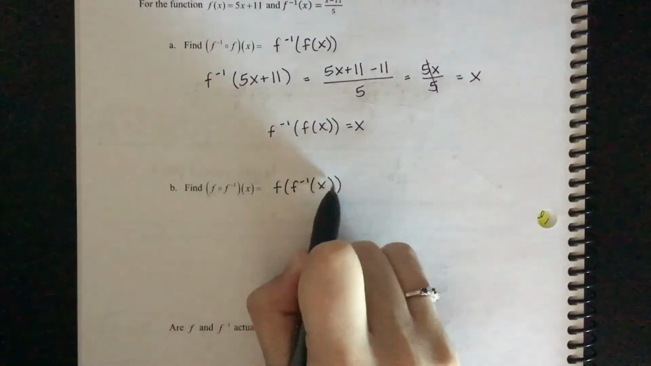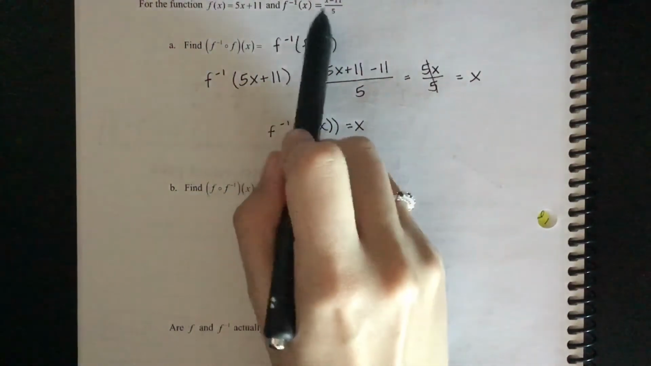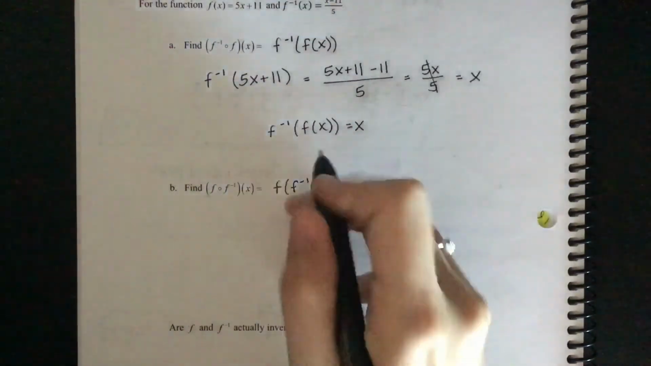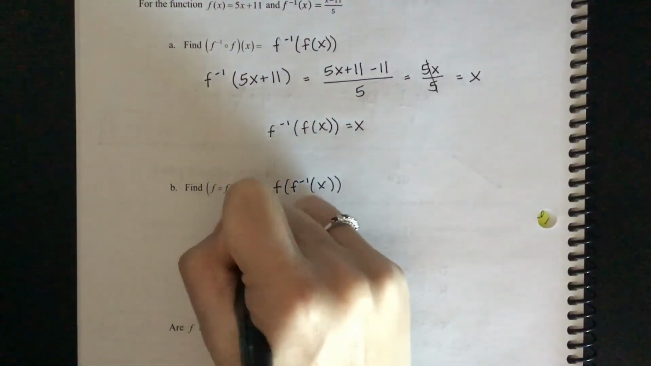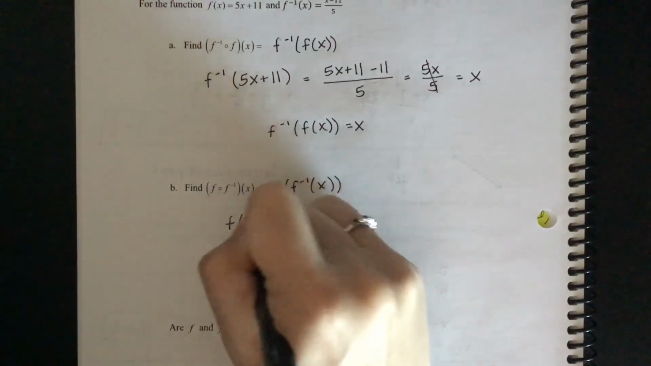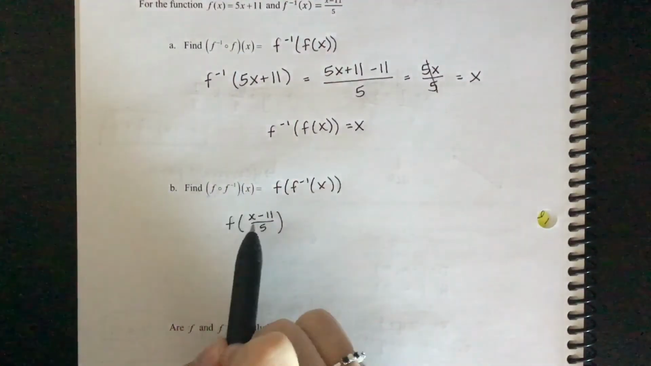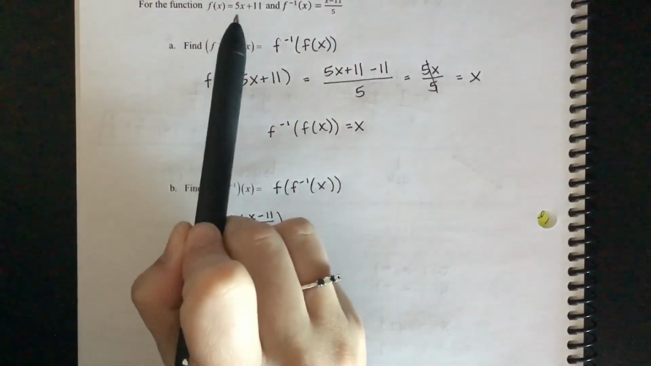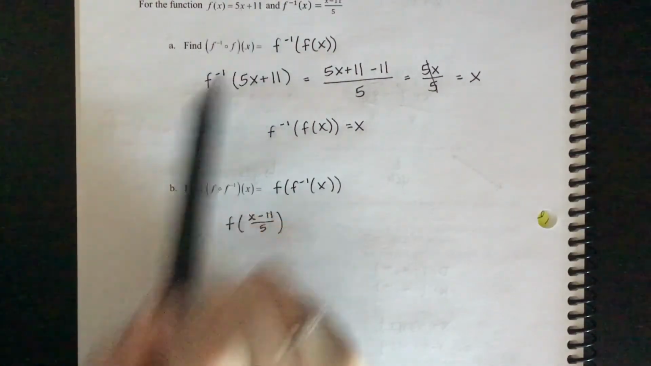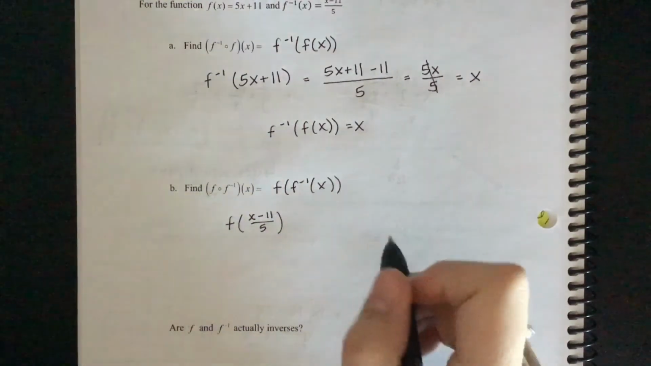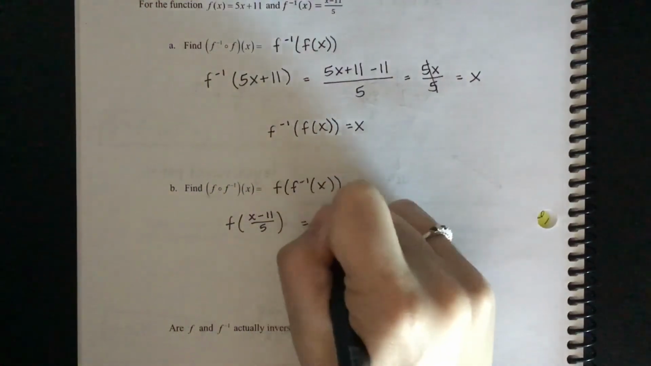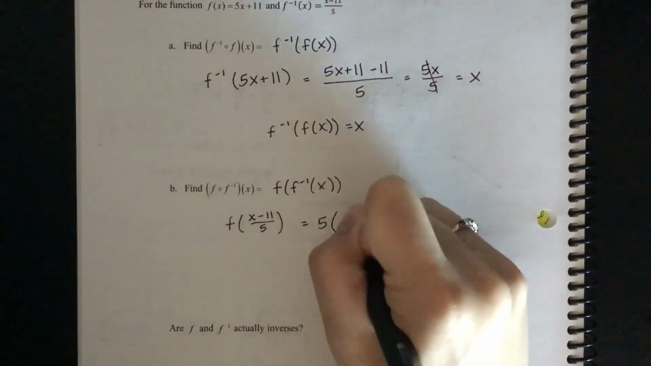We know what f inverse of x is equal to. It's equal to x minus 11 over 5. So f of x minus 11 over 5. This tells me we replace x in my normal function with x minus 11 over 5. So I'm going to get 5. This is multiplying, so I'm going to have a parenthesis.